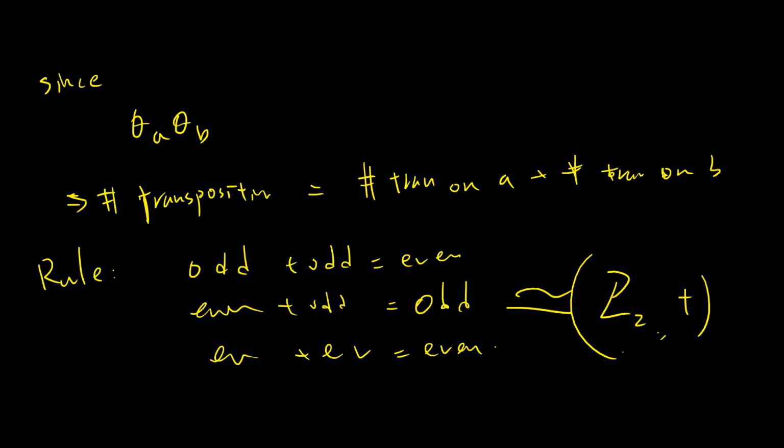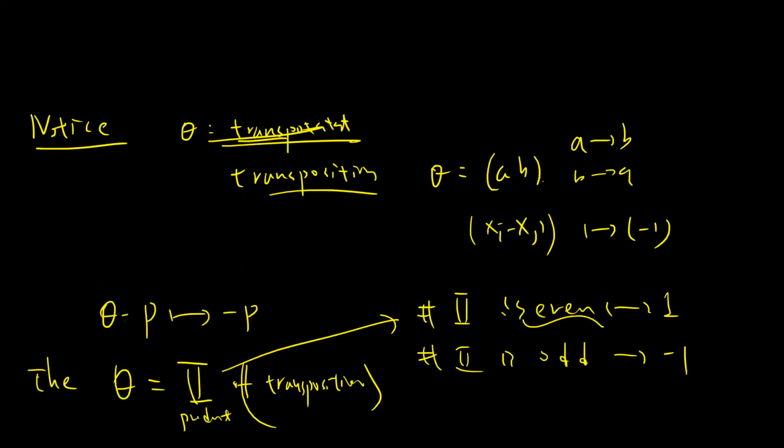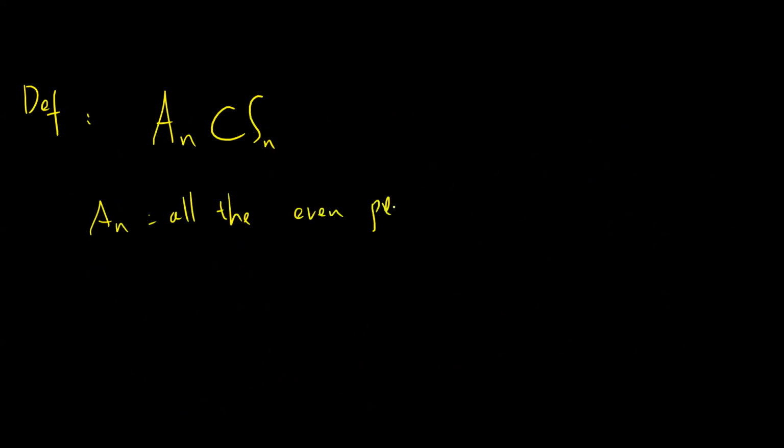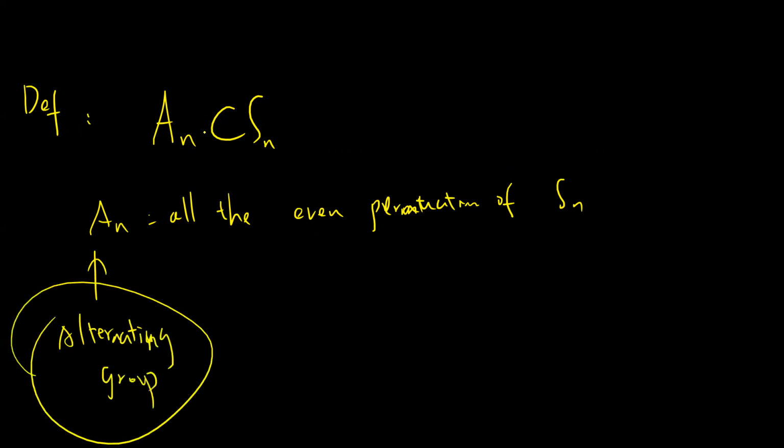Yeah, so this is just from a trivial observation. Okay, so let's define a subset An in Sn. Basically, An is defined to be all even permutations of Sn. So basically you can view that An is all the permutations that fix that polynomial p. Yeah, this is called the alternating group. This group is very difficult and contains some very interesting results.